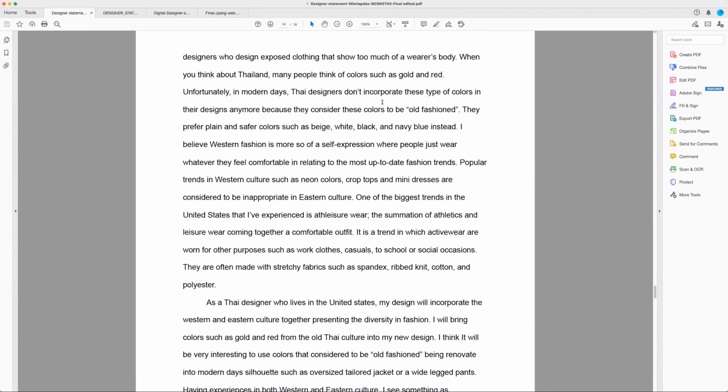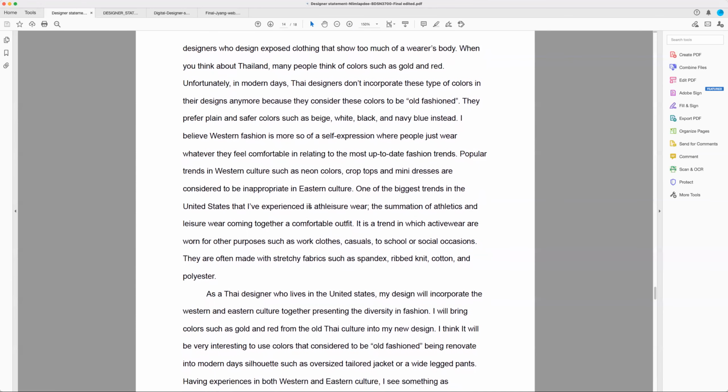Unfortunately, in modern days, Thai designers don't incorporate these colors in their designs anymore because they consider these colors to be too old fashioned. They prefer plain and safer colors, beige, white, and black, navy, and blue instead. I believe Western fashion is more of a self expression where people just wear whatever they feel comfortable in relating to the most update fashion trends.